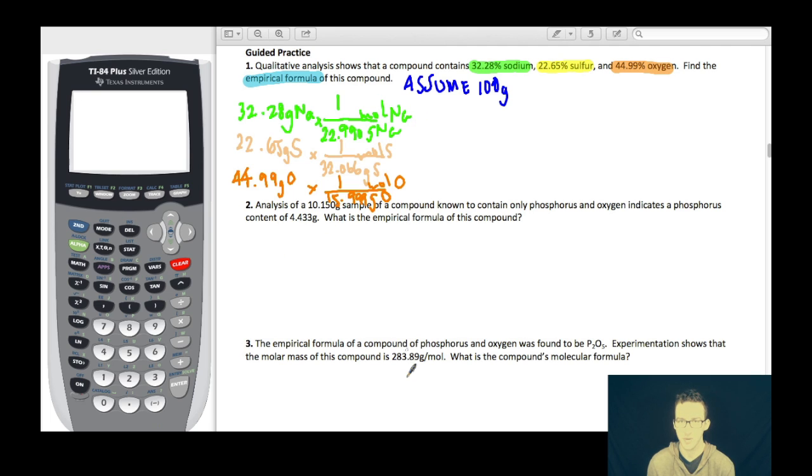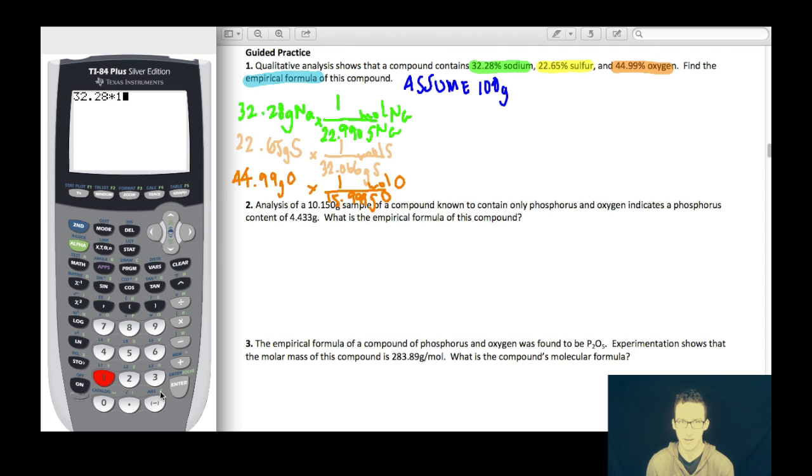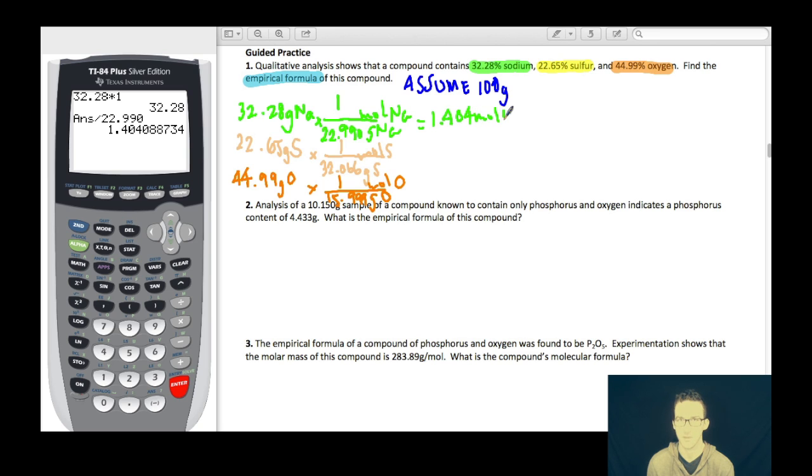When I put this into my calculator, and I'm only going to do it for sodium here so you can see how it's done, we get 32.28 times 1, enter, divided by 22.990, enter. We get 1.404 moles of sodium.